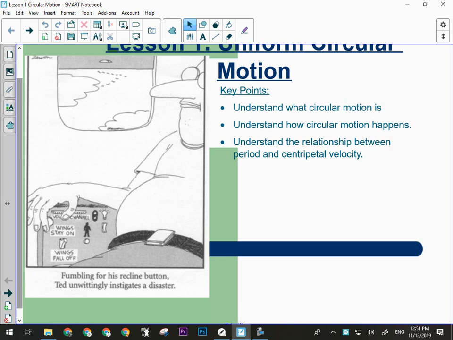What does an object do if there's no net force acting on it? It may do nothing, or it may continue to travel at a constant velocity. If it's traveling at a constant velocity, what does that look like? Right, a straight line. So, in this unit, we're going to be talking about something that's traveling at a constant speed, but moving in a circle. How are those two things possible? According to Newton's first law, those two things shouldn't be possible.